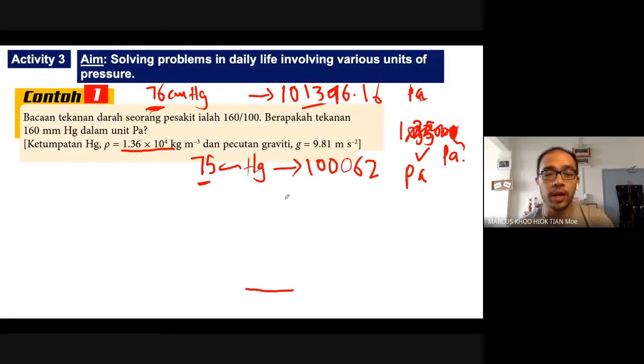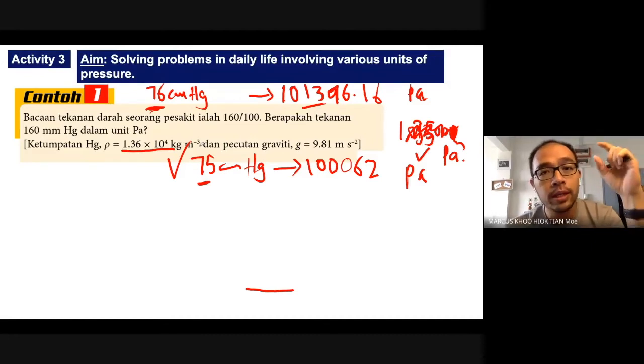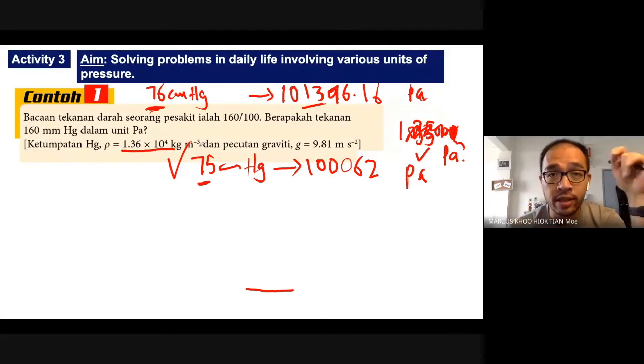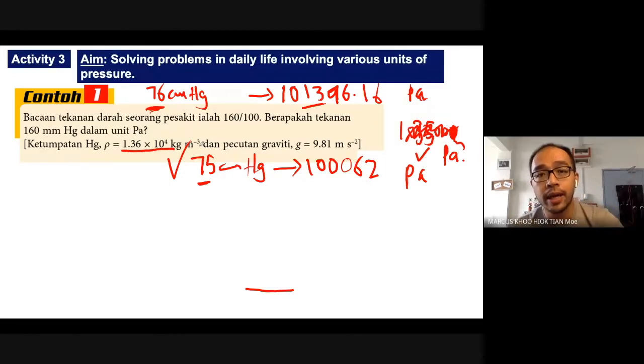100,062 pascals. Okay, so the reason why I asked for 75 is because there are certain books that put atmospheric pressure as 75 centimeter mercury for some strange reason or another I also don't understand. But actually the actual one is 76 because 76 is actually closer to the actual value of atmospheric pressure. I think soon we will see a few questions that kenapa dia orang pakai 75. But I want you to know that if the book use 75 or if the question use 75, use 75. Okay, don't go and use other things.